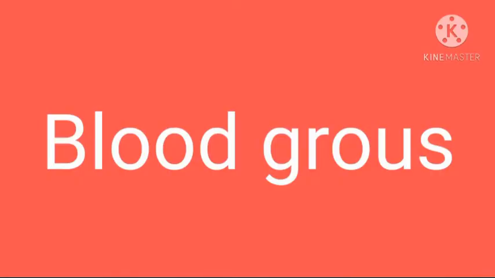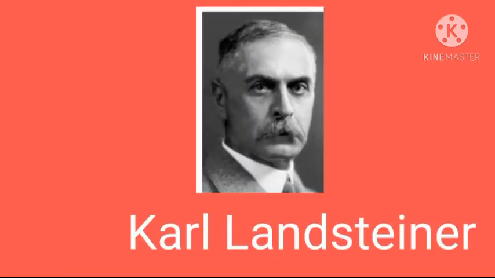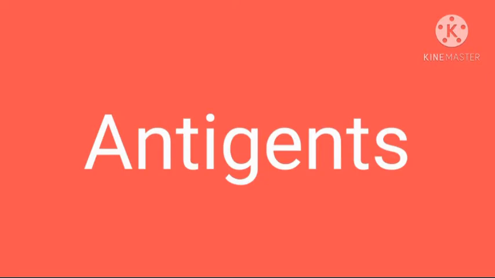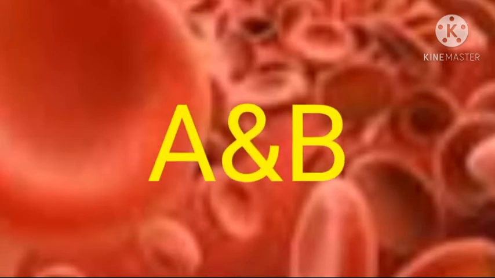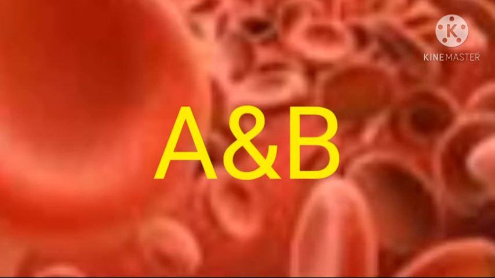Now our new topic is the blood groups. Carl Landsteiner in 1900 identified different types of blood groups in humans. These blood groups are differentiated on the basis of proteins, that is antigens, found on the surface of red blood cells. There are two types of antigens, the A antigen and the B antigen.